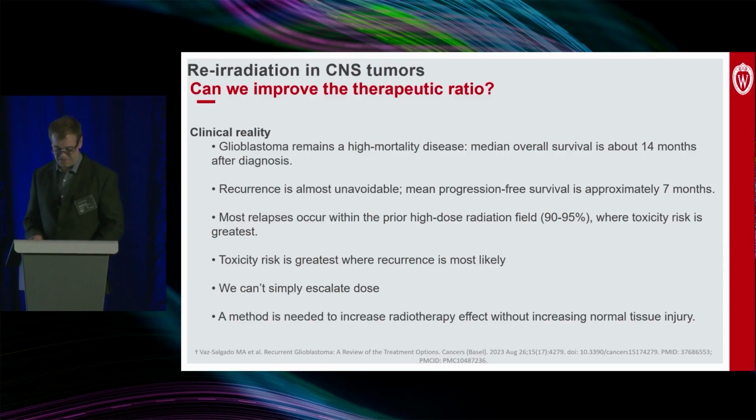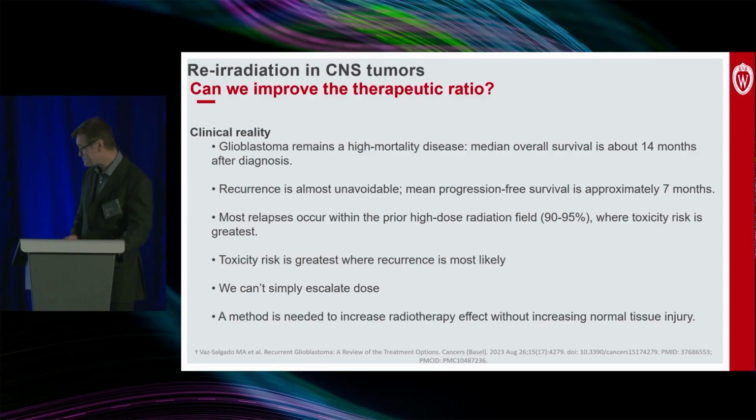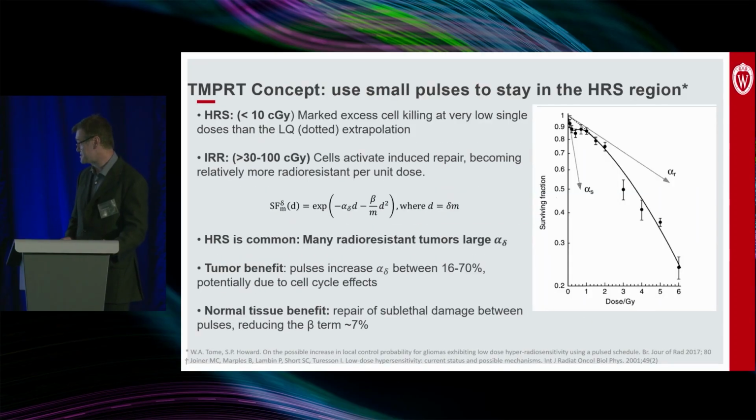There have been a few different trials trying to escalate dose in glioblastoma that haven't proven very successful. And so what we really need is a method to increase the radiotherapy effect without increasing the dose to normal tissue. If that's the problem, the next question is what can temporally modulated pulsed radiotherapy do for us? And so I'm just going to present a few curves here.